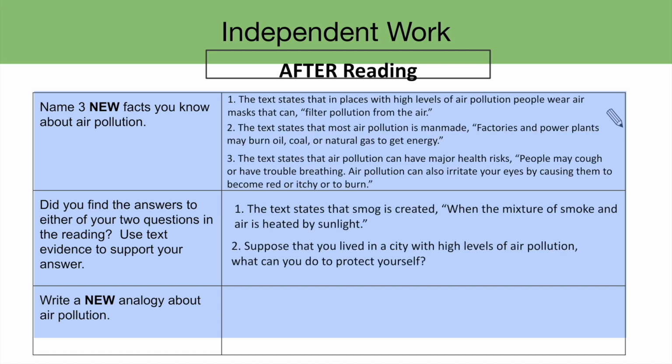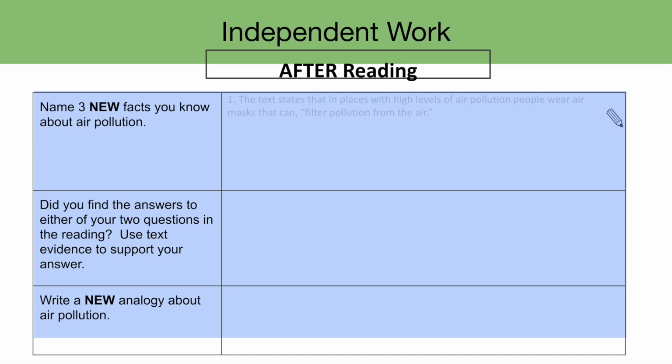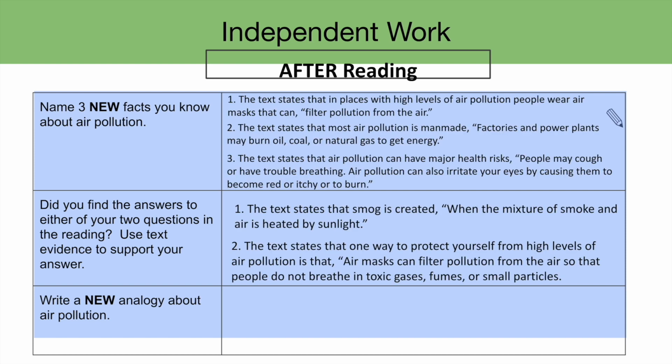My second question was, suppose that you live in a city with high levels of air pollution. What can you do to protect yourself? I found in the text that air masks can help filter pollution from the air so that people do not breathe in toxic gases, fumes, or small particles. I'm going to use that for my answer. The text states that one way to protect yourself from high levels of air pollution is that, quote, air masks can filter pollution from the air so that people do not breathe in toxic gases, fumes, or small particles.